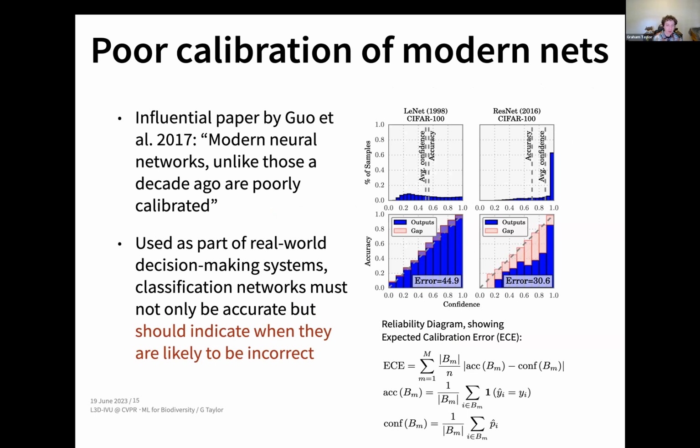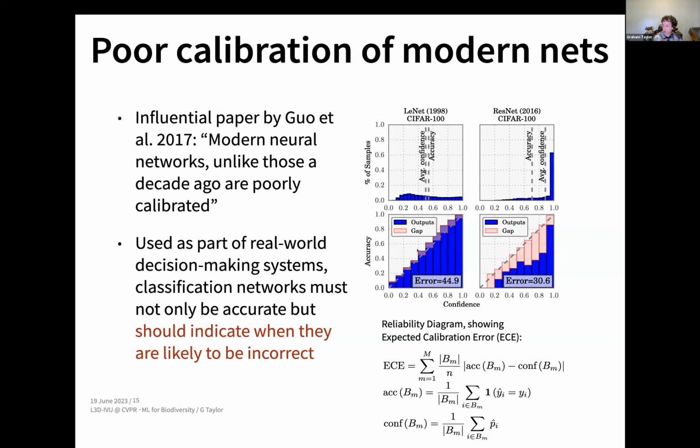There's a paper from 2017, a very influential paper now, that compared what they called modern neural nets, which were ResNets at the time, to old school LeNet ConvNets from a decade before. They showed that in the modern nets, the accuracy improved substantially, but they were also far more confident. They tended to choose classes with higher probability. While the modern ResNet-type nets reduced error compared to the old school CNNs, they weren't as well calibrated.